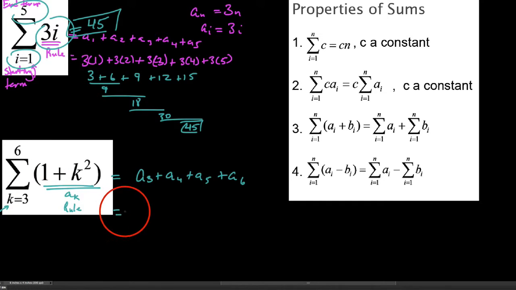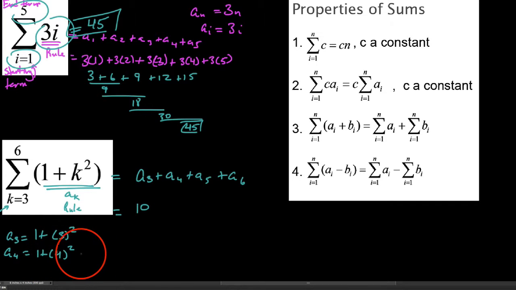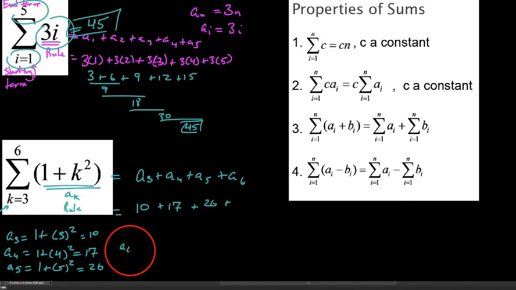So we're going to plug these in here. We say, what is a3 equal to? a3 is equal to 1 plus 3 squared, so we would get 1 plus 9, which is 10. We say a4, what is a4 equal to? 1 plus 4 squared, which is equal to 17. So we get plus 17. Plus now a5, the fifth term in this sequence, would be 1 plus 5 squared, which is 1 plus 25, so 26. And then finally a6 would be 1 plus 6 squared, which would be 37. 1 plus 36 is 37.